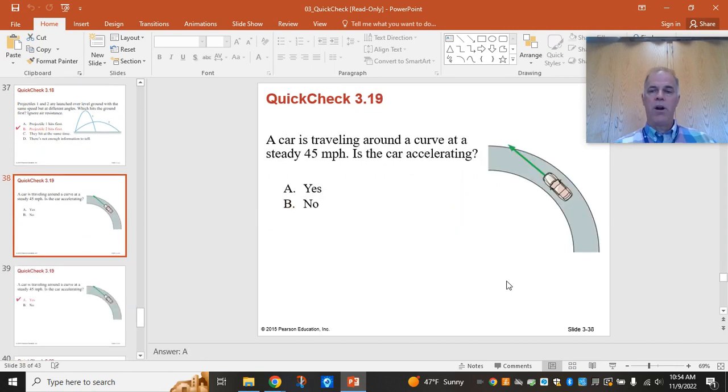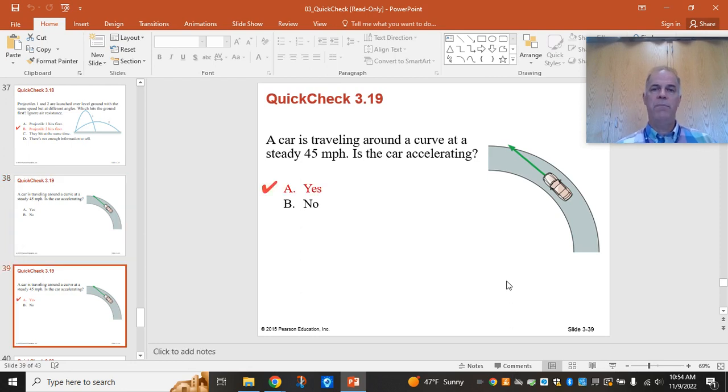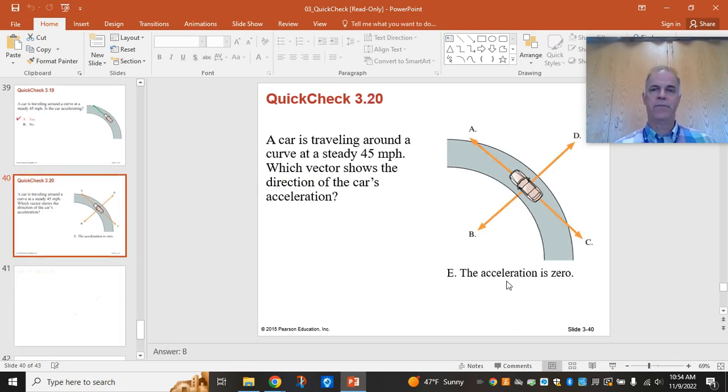Question 19, about a car going around a curve. Is it accelerating or not? Here's the answer in 3, 2, 1. Yes, it's accelerating because acceleration is the change in velocity, and velocity is speed and direction. So if the direction is changing, velocity is changing, it's accelerating.